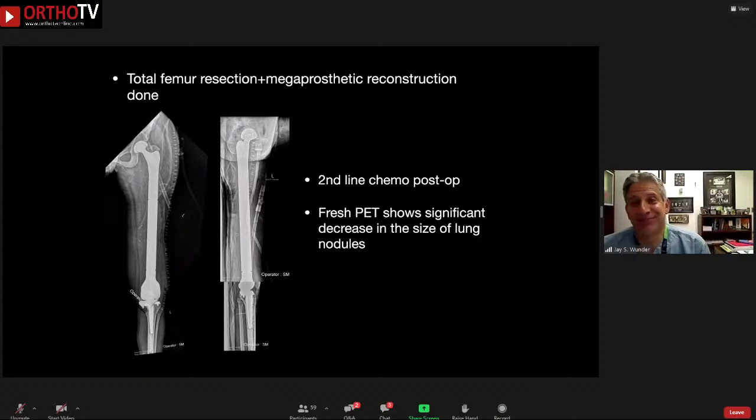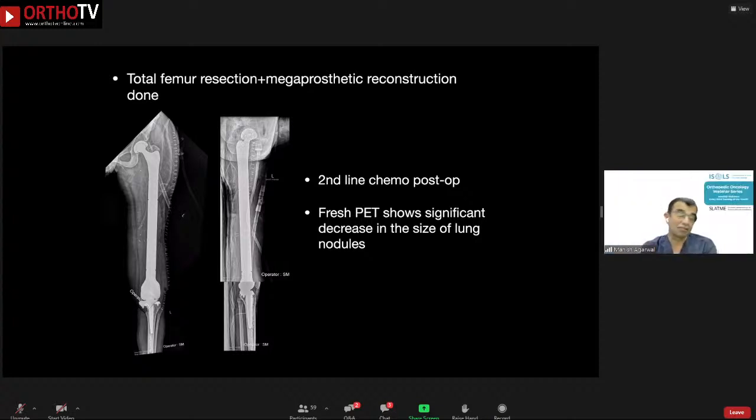Maybe that's what we learned from this. And I think this was potentially a curative patient, and because of the repeated recurrence, I think we pushed her into metastatic disease.